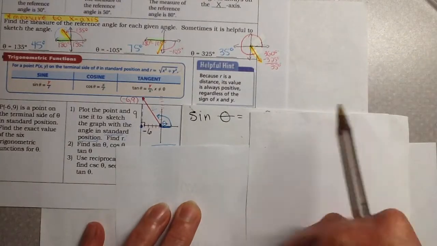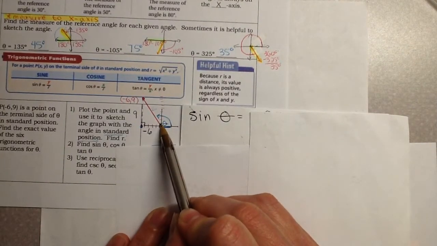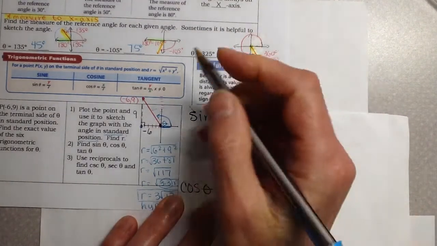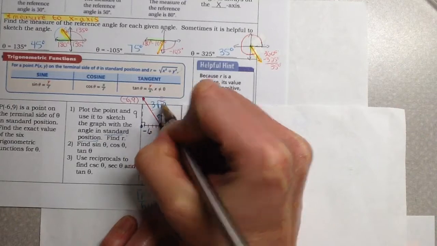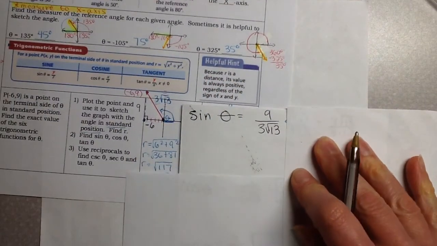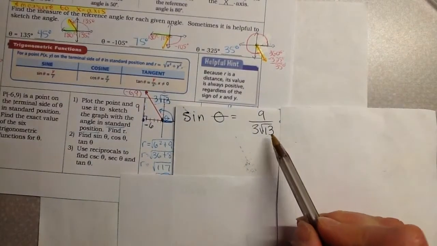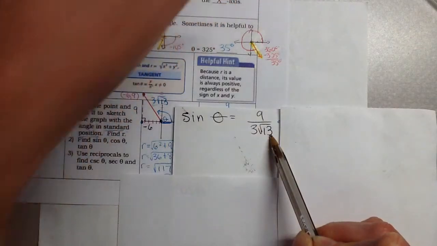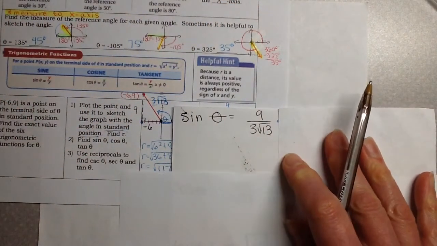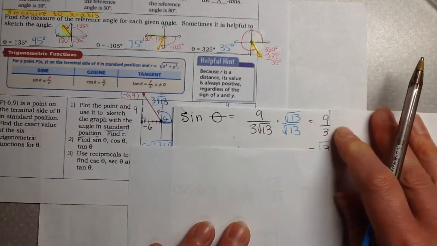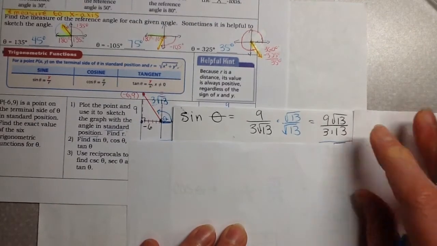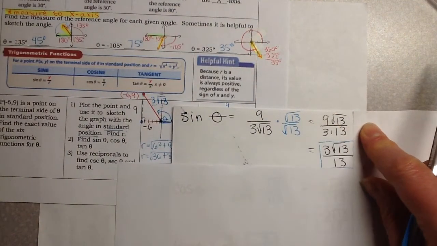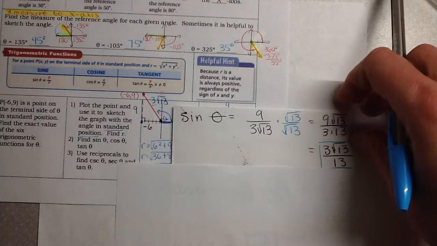Okay, so sine of theta. I need the opposite, which is 9, over the hypotenuse, which I'm going to write in here: 3 times the square root of 13. So it's 3 times the square root of 13 in the denominator. Now, from earlier in the year, we can't have square roots in the denominator. So we're going to multiply the numerator and the denominator by the square root of 13. When I do that, I get 9 times the square root of 13 over 3 times 13. Now I can reduce, so I have 3 times the square root of 13 over 13.